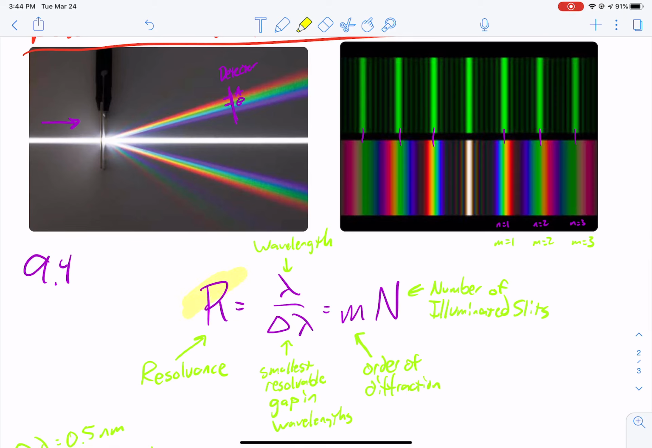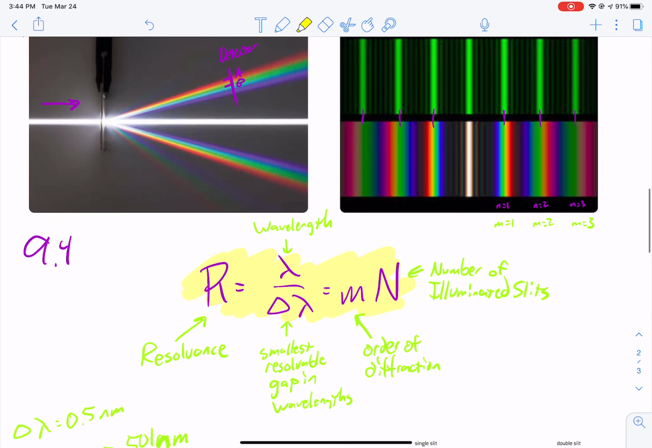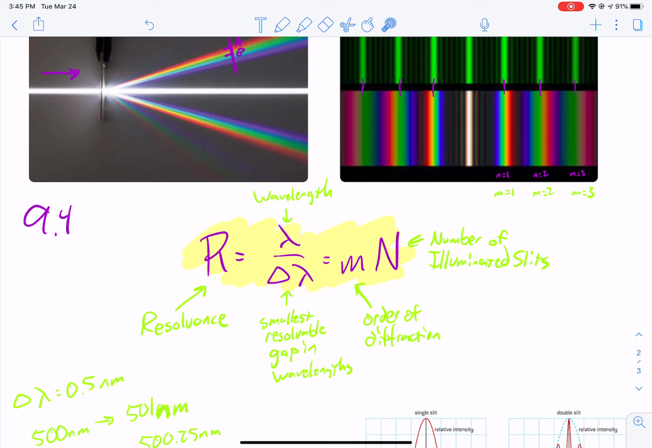So here's our equation. R equals lambda over delta lambda, which also equals m times N. Units, basically wavelength and delta lambda, these are in meters. If you want them both in nanometers, that can work just fine because they're just dividing one over the other. So you can use nanometers here, no problem. There is no unit of resolvance. It's simply a ratio. Order, no unit. Number of slits, no unit. But this is how the equation generally works.